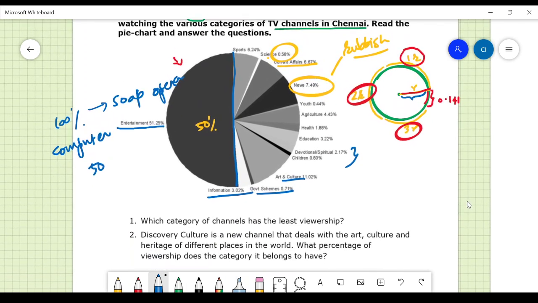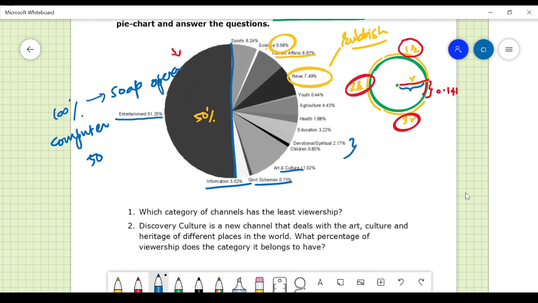Okay. So now the question is, which category of the channel has the least viewership? So you have to look into the figures. I think probably it is science. People do not take up science because they think it is difficult. But without science, no life is possible. No comfortable life is possible nowadays. That is what I would say.